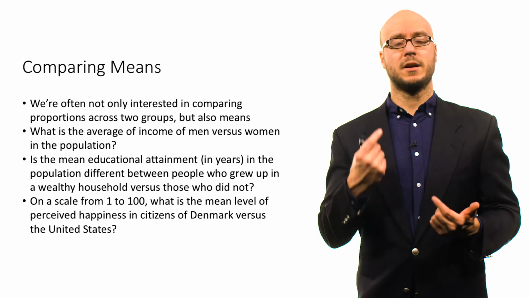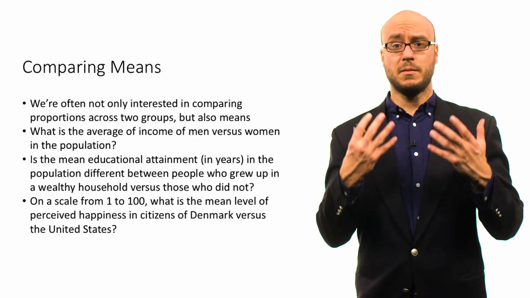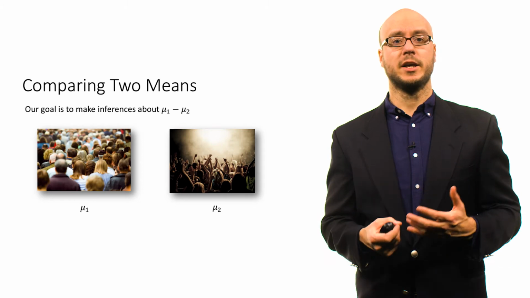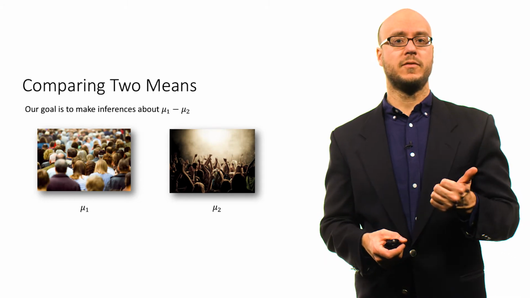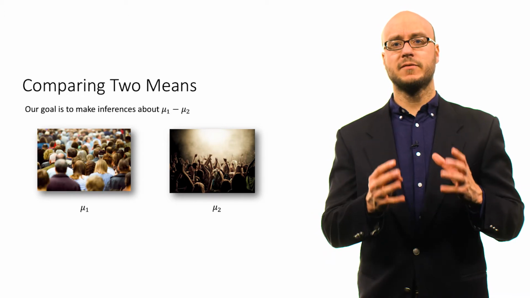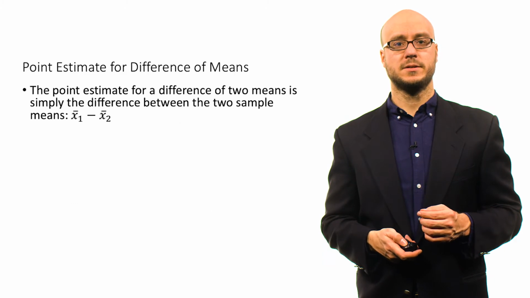The idea is that we want to compare the mean of two groups, and we want to say something about the population. So this is kind of the comparison we're making. You have a mean of one population and the mean of the other population. And our goal is to make inferences about the difference of these two means.